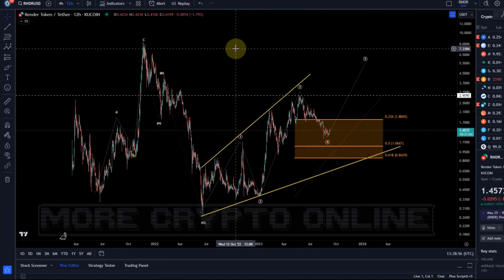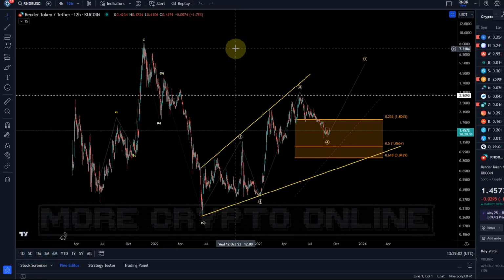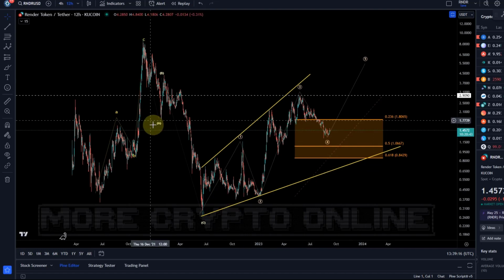Yeah, I have changed over to the KuCoin chart. I had the Coinbase chart before. I used the Coinbase chart before in my Render videos. It doesn't make any difference to the analysis, but it has a longer chart history. So I thought today, as I'm looking at all the charts again, why not go with the one that has the longer chart history? Again, it doesn't make any difference to the wave count.